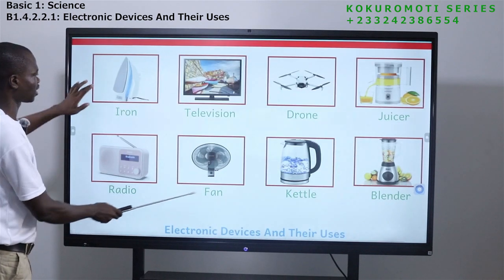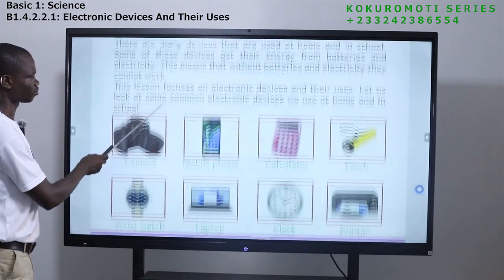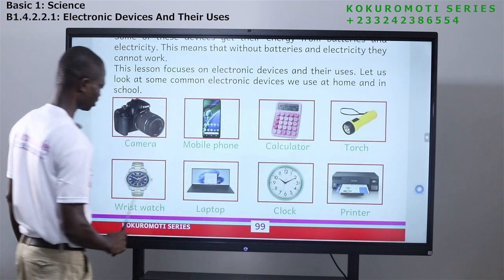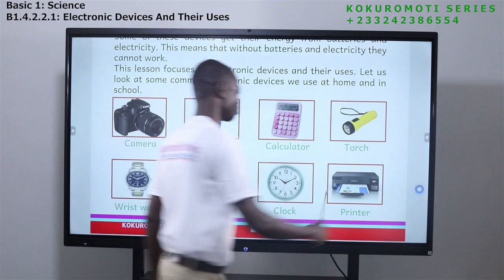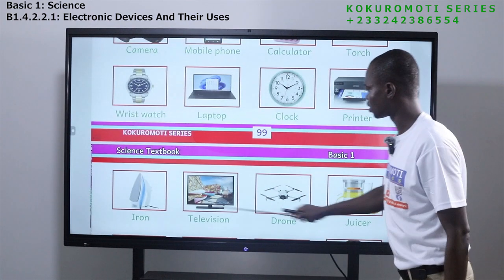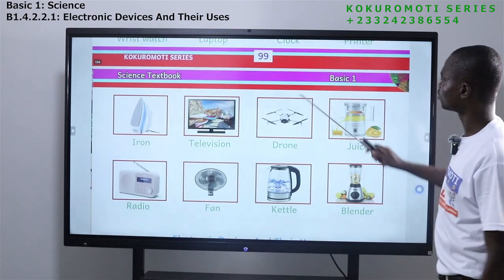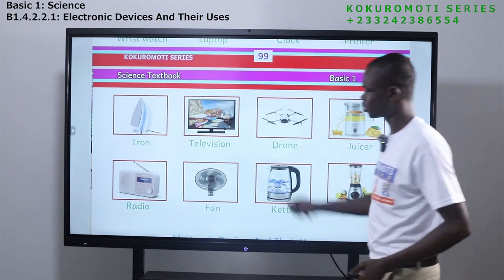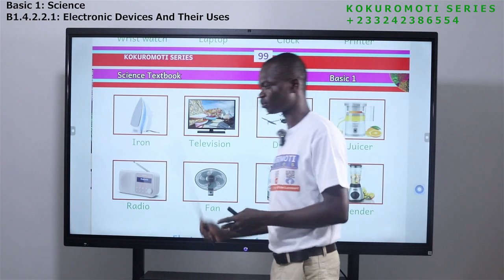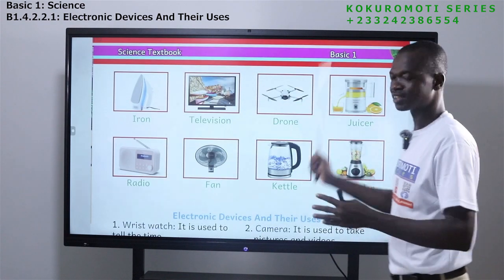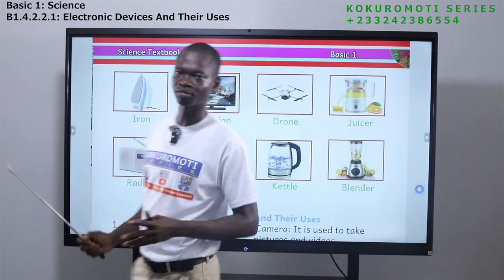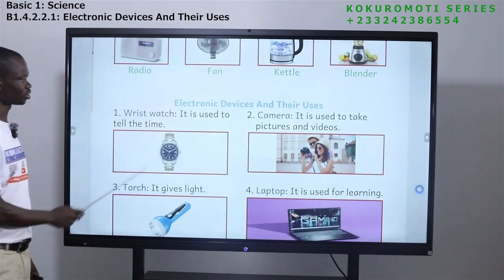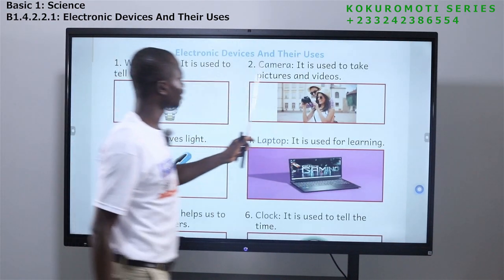So we have seen different devices and where they get their energy from. These ones, they use battery. This one also uses battery. This is electricity. This can use electricity. It can also use battery. So these are the electronic devices that we have. They can use electricity, they can use battery.